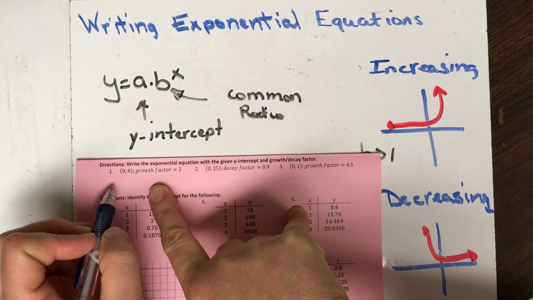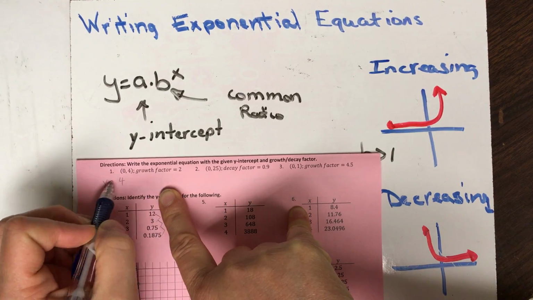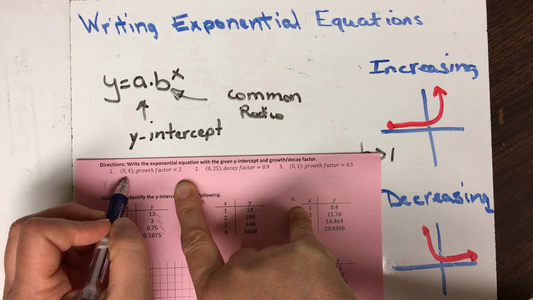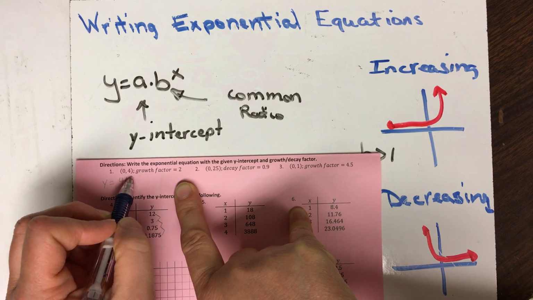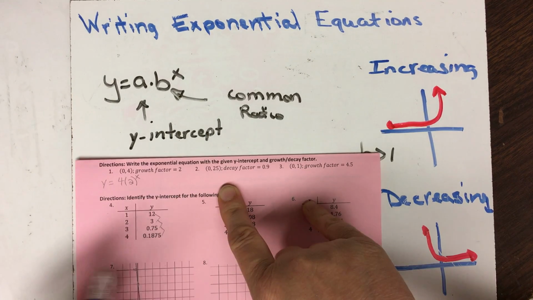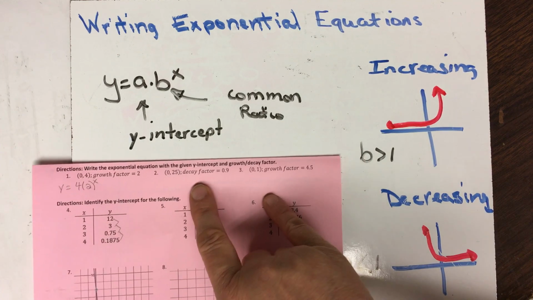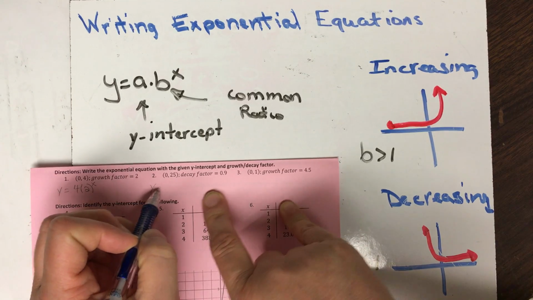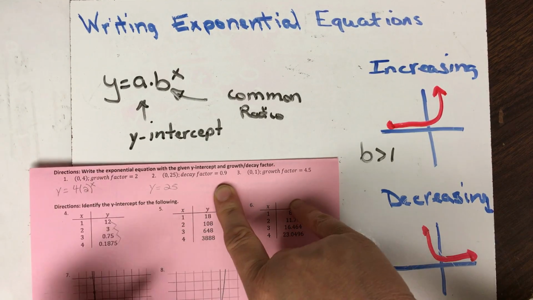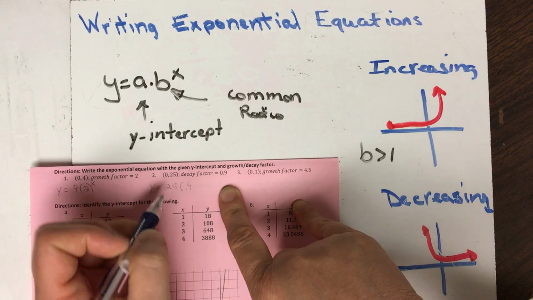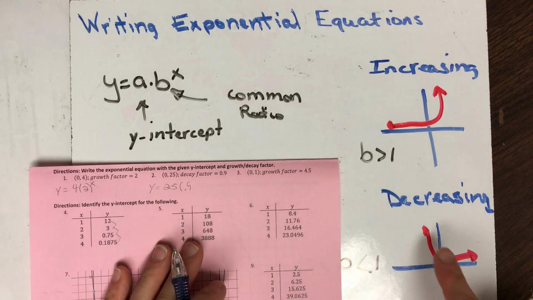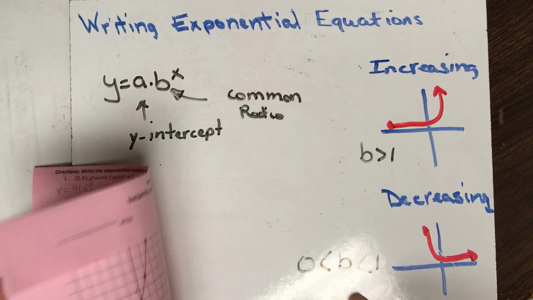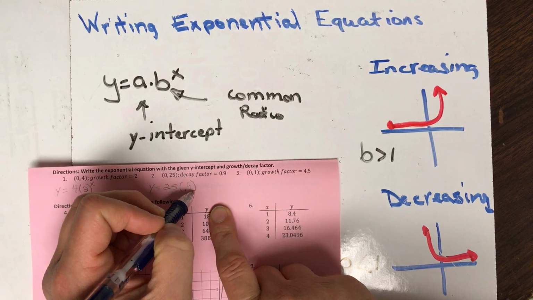So our y-intercept is 4. So we would start out y equals 4, and our growth factor is 2. All right, let's look at number 2. We have a y-intercept of 25 and a decay factor of 0.9. So decay means decreasing, so our value is greater than 0 but less than 1 at 0.9.